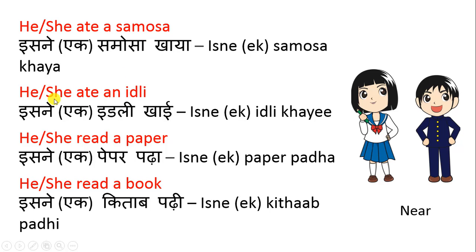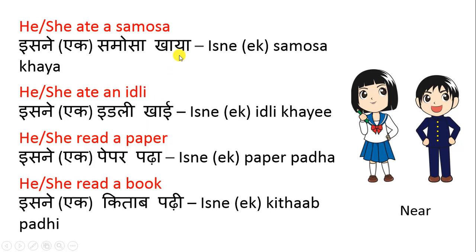Whereas, he or she ate an idli is said like isne idli khai. Here, isne refers to he or she. And isne refers to he or she when he or she is near to you. Idli is the eatable idli itself. Khai is ate. Kha is the root verb which means eat. And at the end of kha, we have to add e as idli belongs to feminine gender. Idli belongs to feminine gender, so we have to use khai.